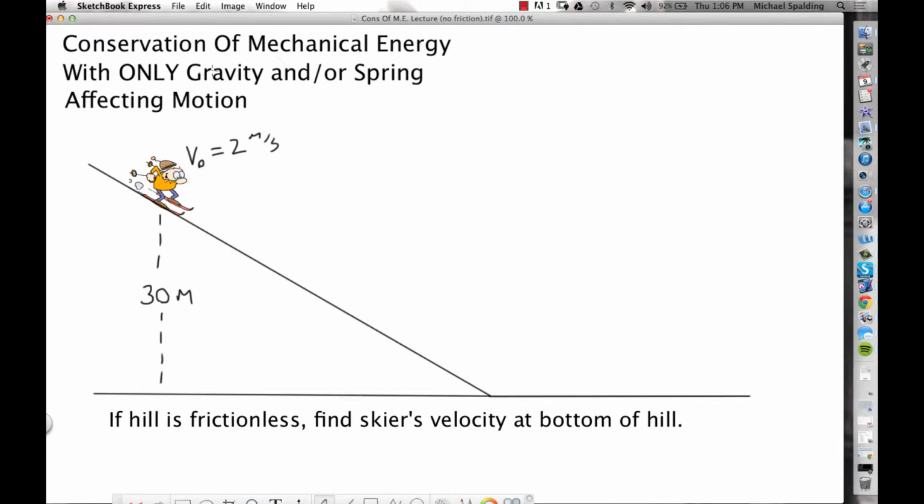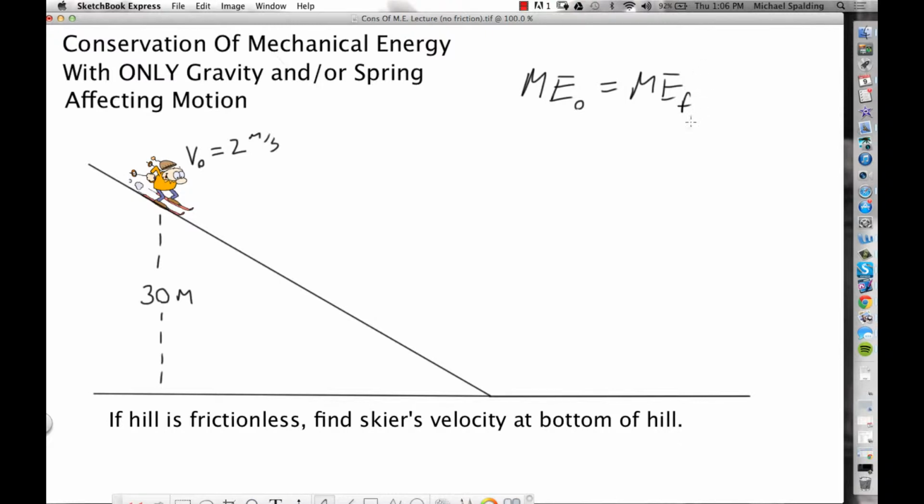Conservation of mechanical energy with only gravity and/or a spring affecting the motion. So look, if you have a situation where the only force affecting the motion of the object is gravity and/or a spring, then what you can say is this: mechanical energy initial equals mechanical energy final, right?